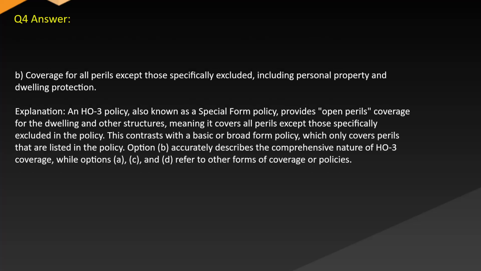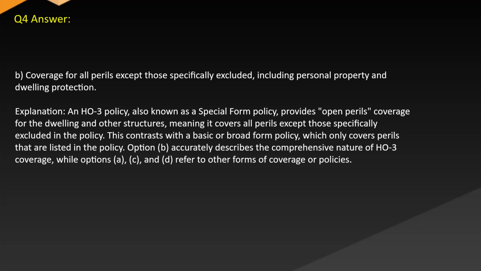Answer: B. Coverage for all perils except those specifically excluded, including personal property and dwelling protection. Explanation: An HO3 policy, also known as a special form policy, provides open perils coverage for the dwelling and other structures, meaning it covers all perils except those specifically excluded in the policy. This contrasts with a basic or broad form policy, which only covers perils that are listed in the policy.